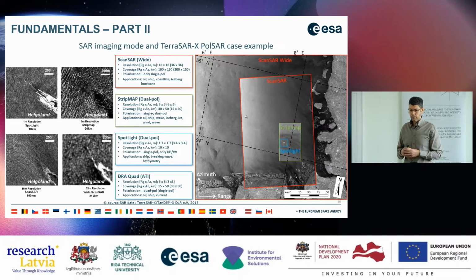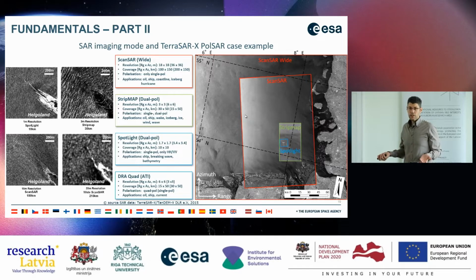So the modes that also allow you to have polarimetry are the strip map and the spotlight. Especially in the strip map, you have the different combinations of dual pol. So you will have the HH-HV combination, the VH-VV combination, and the HH-VV combination. For TerraSAR-X, the spotlight will only give you the HH-VV combination.